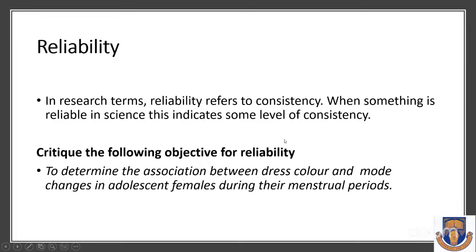And then reliability. In research, reliability is a big thing. It must be reproducible. In research terms, reliability refers to consistency. When something is reliable, it indicates the level of consistency. Before I go to look at this research question, I want to highlight again that you cannot wake up and develop an instrument and say you are measuring a phenomenon, because you have to establish that that instrument is reliable.